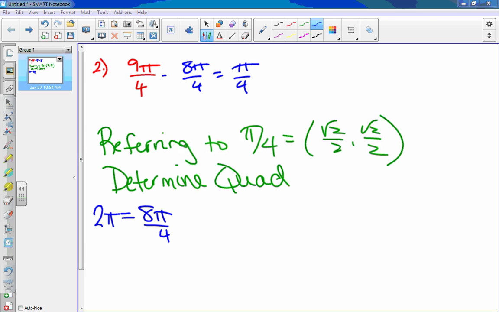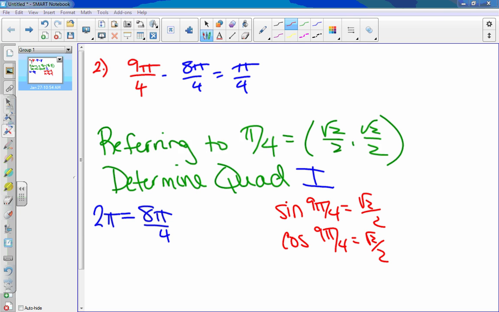We already knew it was a 45-degree angle, which means it's falling in quadrant 1. So if it's falling in quadrant 1, the sine and the cosine in quadrant 1 are what? Both positive, which means this is what you need to know. Sine of 9 pi over 4 is positive square root of 2 over 2. Cosine of 9 pi over 4 is positive square root of 2 over 2. The tangent of 9 pi over 4 is 1.